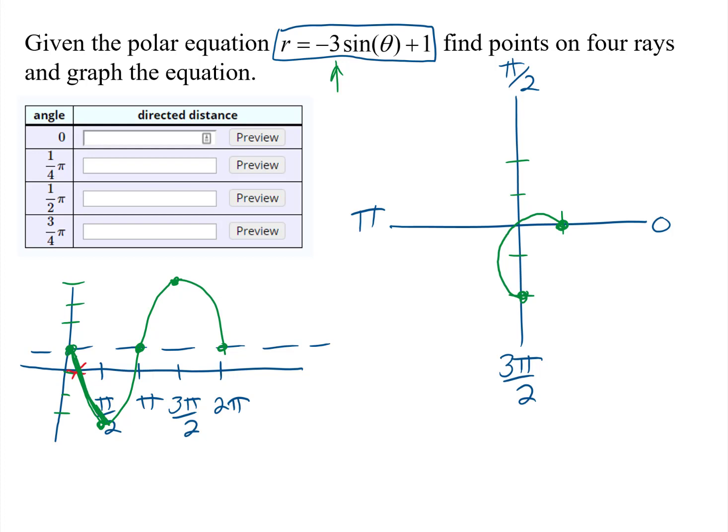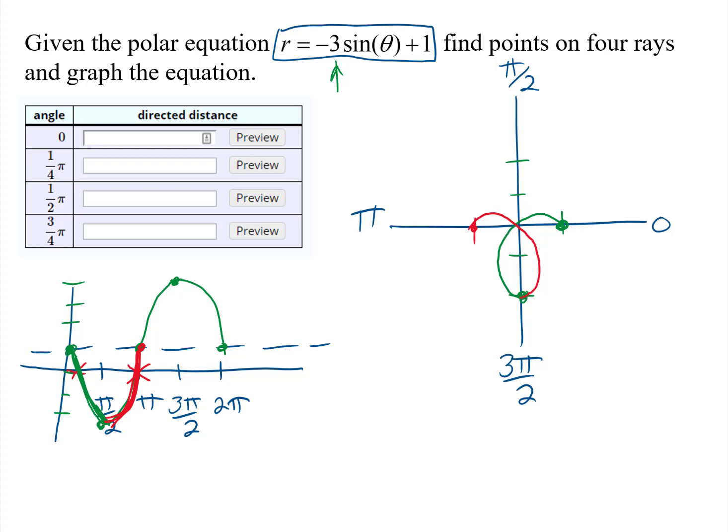Now we'll do another color for the next piece. So from pi halves to pi, I still have a negative r where I start there, but I'm going to go back through the pole, and then I'm going to go to positive r, and at pi I'm going to be at 1. So at pi, I'm going to end up at 1. I'm going to come around, go back through the pole, and end up there at 1.